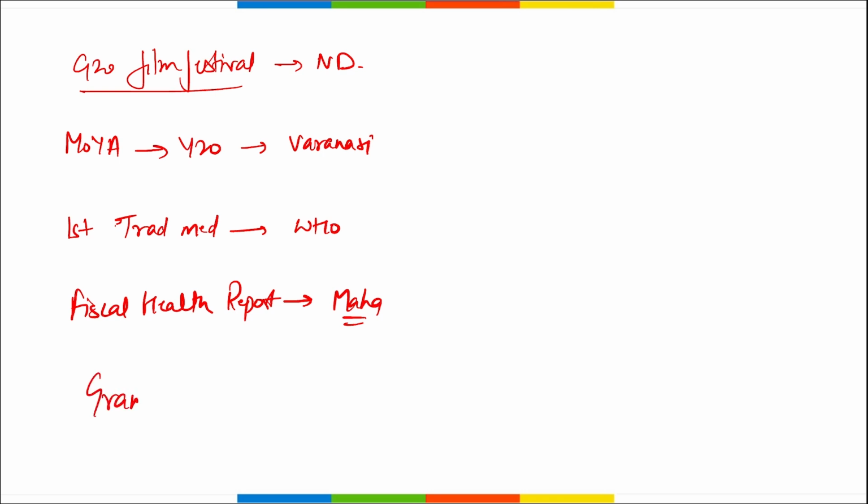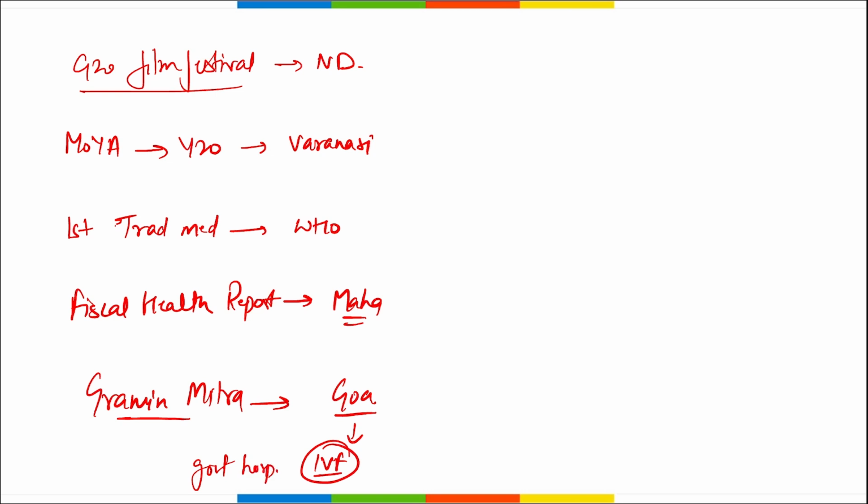Then Grameen Mitra, this was launched by which state government? This scheme Grameen Mitra was launched by Goa, and Goa became the first state or union territory in India that has launched free IVF treatment in the government hospitals. That is your in vitro fertilization.